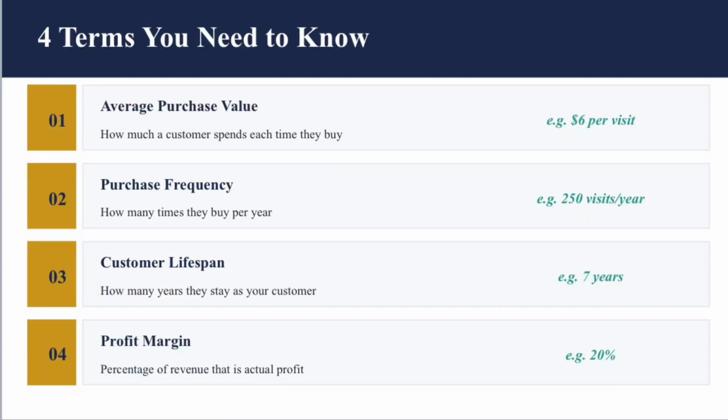5 years, 10 years, something like that. And number four, profit margin. Not every dollar of revenue is profit. Some goes to costs, and your margin is the percentage that is actually profit. I think you got all four. Perfect. Let's do the math now.